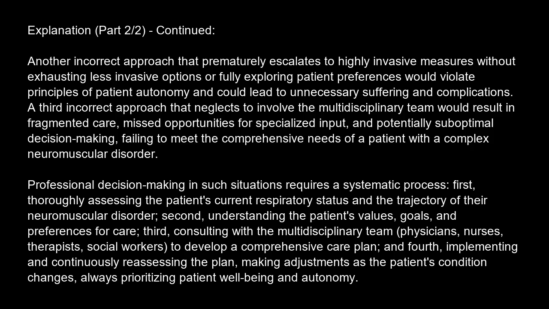First, thoroughly assessing the patient's current respiratory status and the trajectory of their neuromuscular disorder. Second, understanding the patient's values, goals, and preferences for care. Third, consulting with the multidisciplinary team, physicians, nurses, therapists, social workers, to develop a comprehensive care plan. And fourth, implementing and continuously reassessing the plan, making adjustments as the patient's condition changes, always prioritizing patient well-being and autonomy.